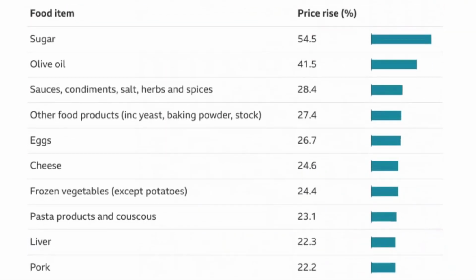When we take a look now at our food and rising grocery costs, we can see all the different rises, such as sugar, olive oil, sauces, eggs. All of these have increased by 20 up to 50%, which is incredible when considering these are low value goods, which have gone up extortionately just because of this cost push inflation pressure.